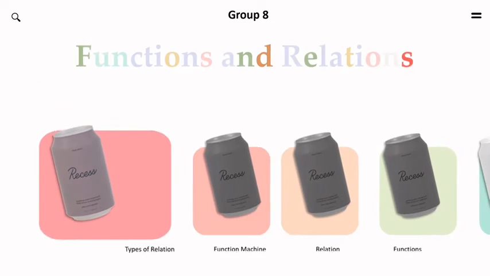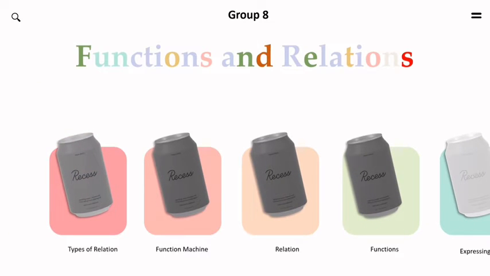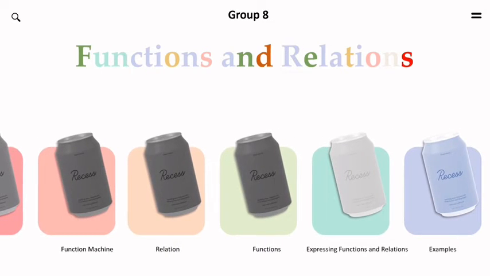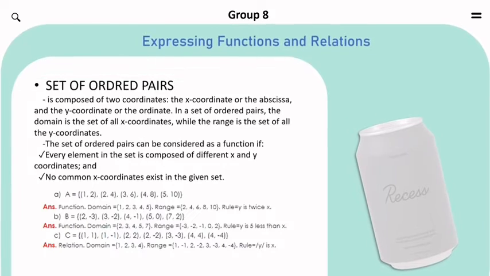There are also different ways of expressing functions and relations. There are 5 of them. Expressing functions and relations. A set of ordered pairs is composed of 2 coordinates, the x-coordinate or the abscissa, and the y-coordinate or the ordinate. In a set of ordered pairs, the domain is the set of all x-coordinates, while the range is the set of all the y-coordinates.